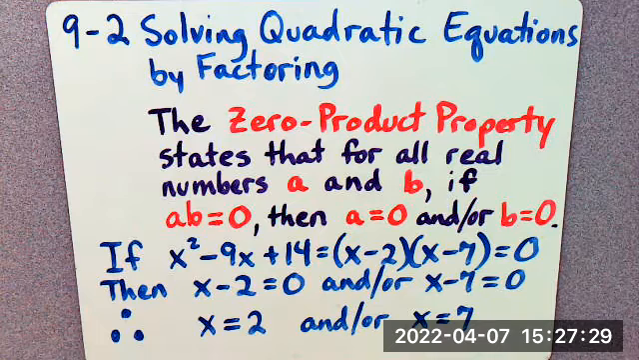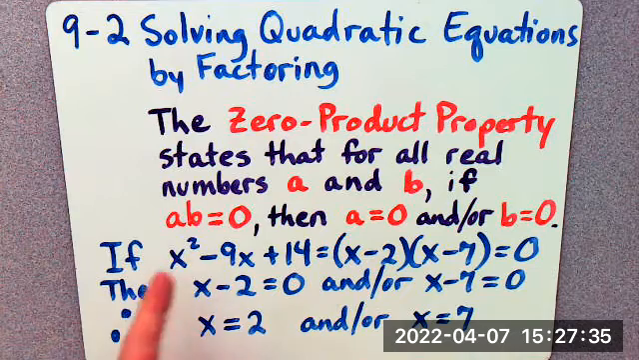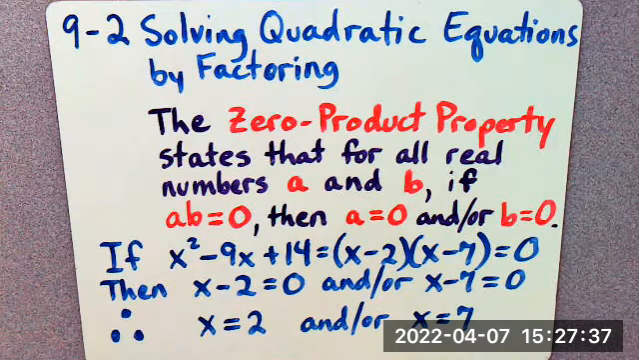We are going to do 9.2, solving quadratic equations by factoring. The zero product property states that for all real numbers a and b, if a times b, or ab, equals 0, then a equals 0 and/or b equals 0.